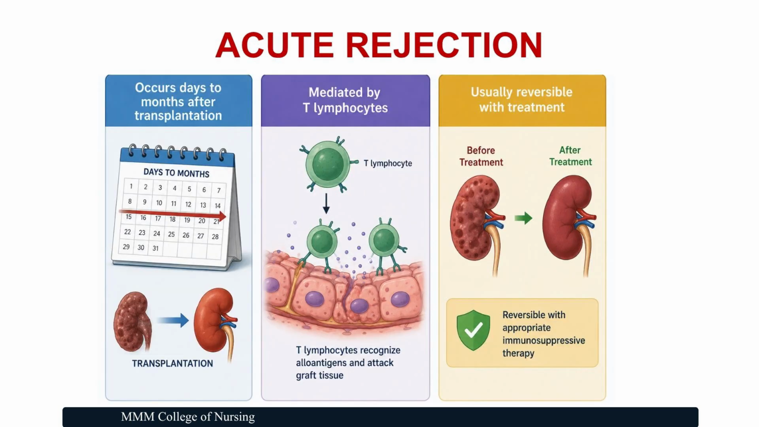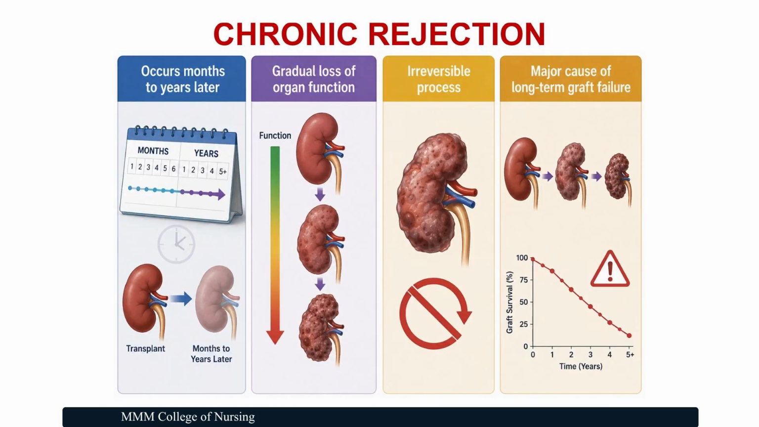The second type is acute rejection, which is the most common form we encounter clinically. It typically develops over days to months after transplant and is primarily a T cell mediated immune response, the body's cellular immunity attacking the graft. The encouraging part is that acute rejection is often reversible if detected early, usually managed with increased immunosuppressive therapy. This makes close monitoring in the initial months after transplant absolutely essential. Next, we'll move into the third type.